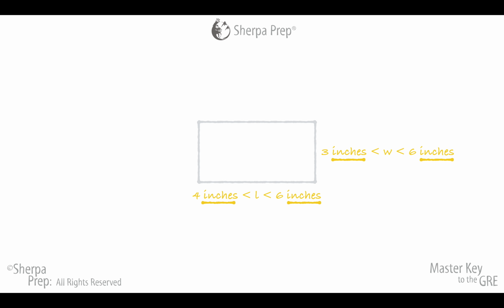As a first step, let's sketch out a rectangle. And let's note that the length can be anywhere between 4 and 6 inches, and that the width can be anywhere between 3 and 6 inches. The problem, of course, is that the dimensions are given to us in inches, but the question wants to know what is the area of the rectangle in terms of square feet.